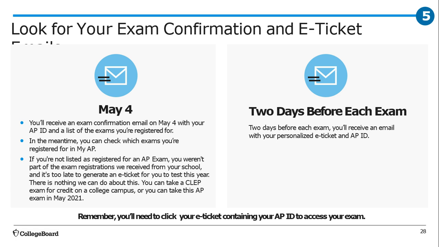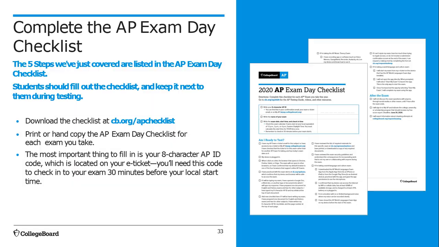You want to make sure you're registered for the exams. If you're not listed in the registry of AP exams, you weren't part of the exam registration we received from your school, and it's too late to generate any ticket for your test this year. But you do want to make sure you know which ones you're registered for. Two days before each exam, you'll be emailed your personalized e-ticket with your AP ID.